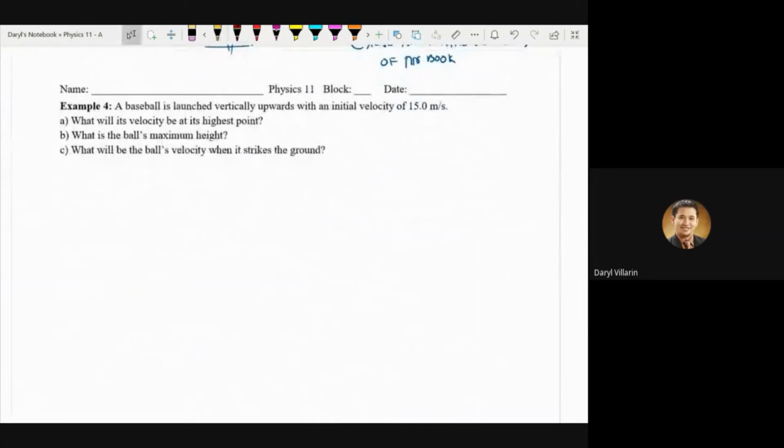Okay, example number 4 is kind of different because it's vertically launched, vertically upwards, with an initial velocity of 15 meters per second. For the first question, what would be its velocity at the highest point?